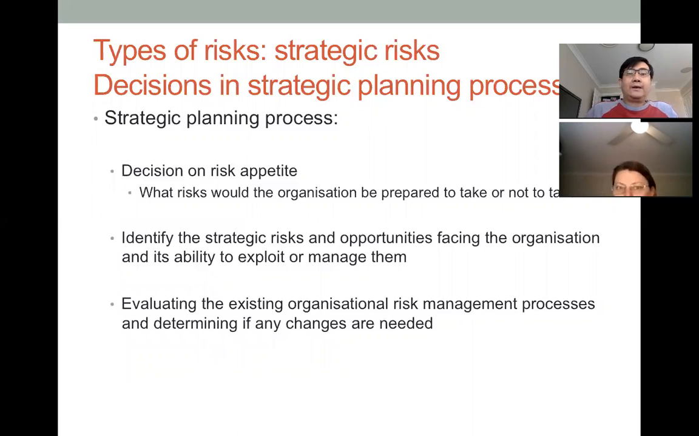Okay, let's have a look at it. Now, this is part of the strategic risks. Okay, in the organization's strategic planning process, we may have some risks involved. Therefore, we need to think about the decisions on the risk appetite. What risks would the organization be prepared to take or not to take, which is about the risk appetite.